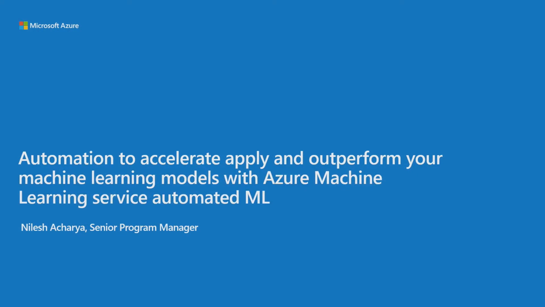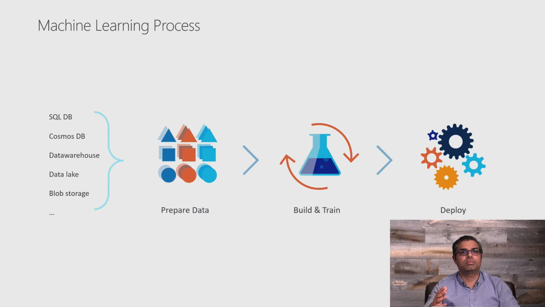In this video, we're going to see how you can use automated machine learning to help build and accelerate building machine learning models. Let's look at a typical example of how you would build a model. Data is generally in disparate places. You bring that data together and prepare it for model training. You then go ahead and train a model. And once you're happy with the model output that you've got to, you go ahead and deploy it.